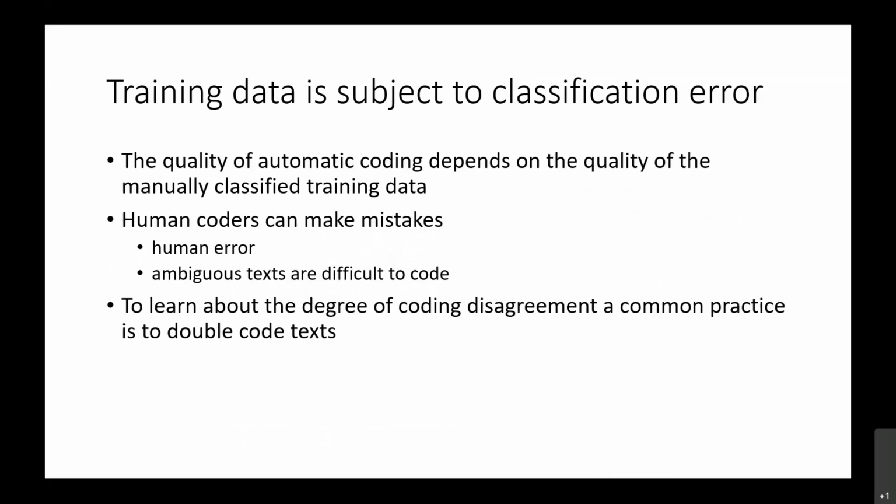So training data is, of course, still subject to error because human coders can make mistakes in their coding. Due to human error, or because the texts are ambiguous and therefore difficult to code, or because there's a gap in the coding manual, the point is there can be error. That's why we typically double code a subset of the data to assess the degree of disagreement, or intercoder reliability, and usually this is measured by kappa.